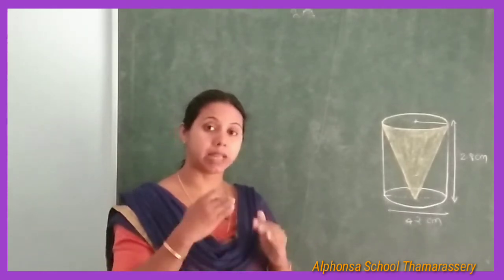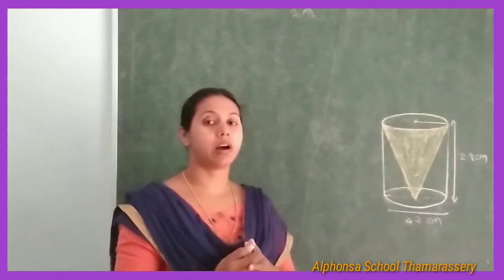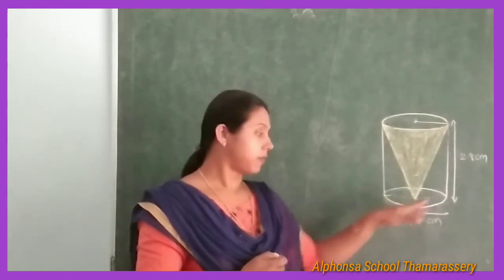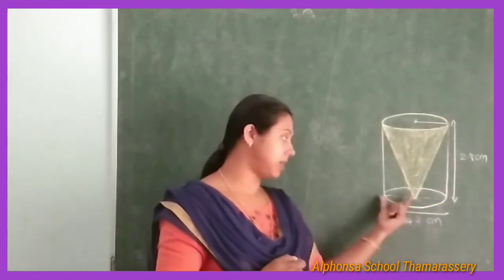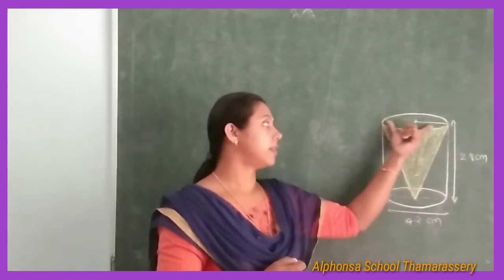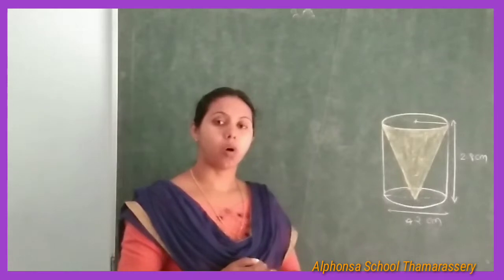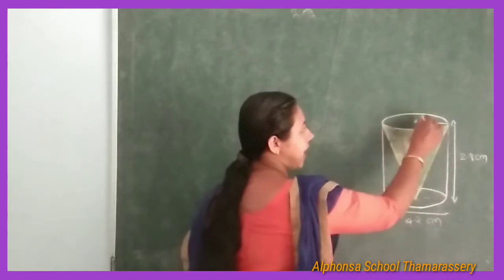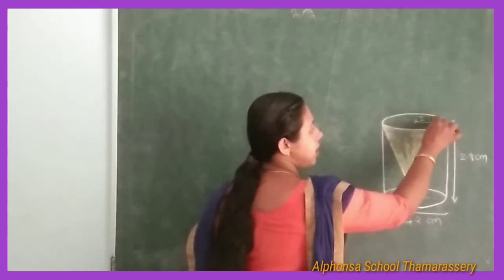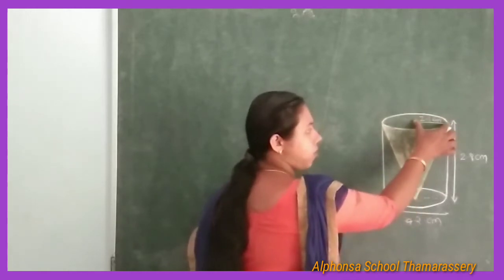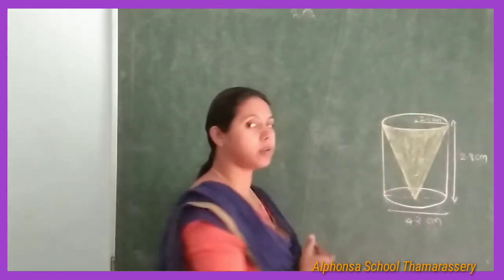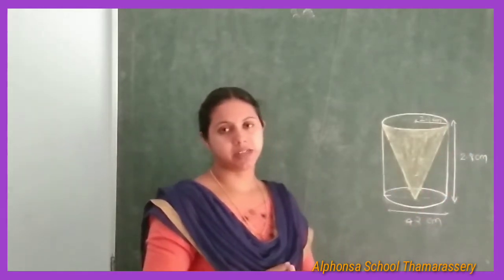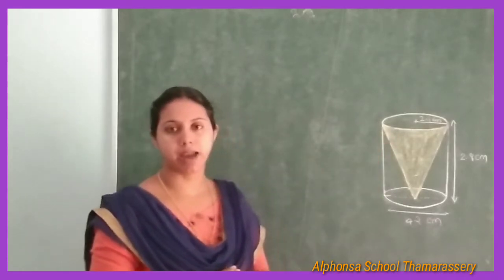It's a solid cylinder. From that solid cylinder we have hollowed out a conical shape. So the diameter of the cylinder is given for you, that is 4.2 centimeter, and that is same as the diameter of the cone also. So if the diameter is 4.2 centimeter, then the radius will be half of that, that is 2.1 centimeter. That is the radius of the cone. Radius of the cone and radius of the cylinder both are same. And height of the cylinder is given for you, that is 2.8 centimeter.